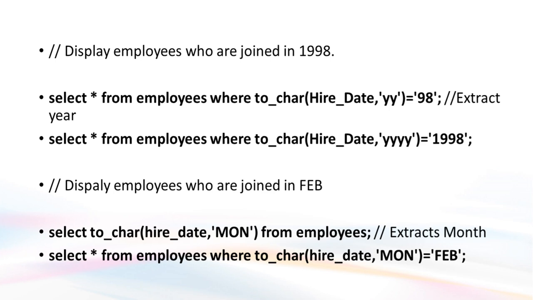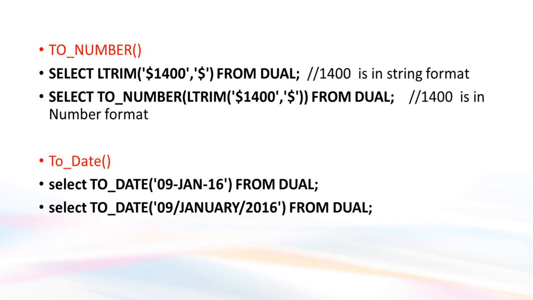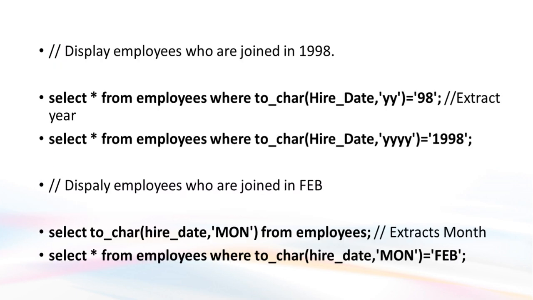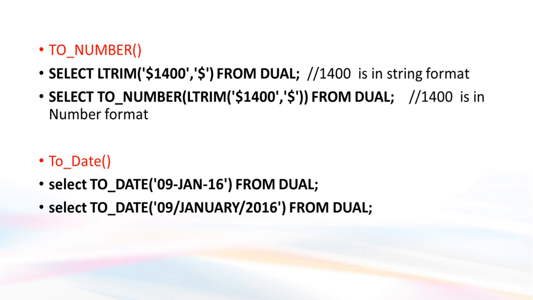So far we have seen to_char and its usage. Next one, to_number and to_date. To_number. So see the first example. Select LTRIM. I have explained the trim function, right? Trim means trimming the values from the right and left side. LTRIM means it will trim the values from the left side. RTRIM means it will trim the values from the right side. So that is the function. Here we have used LTRIM. So what will it give you?